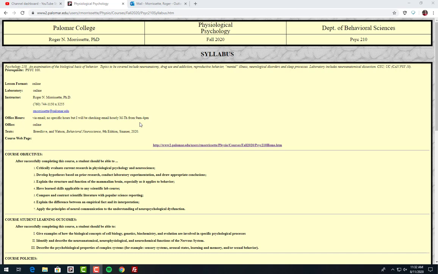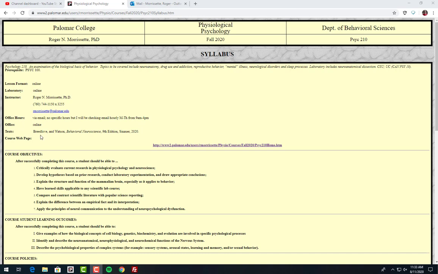You do not have to use your Palomar email to communicate with me, but you do have to check your Palomar email, because that's where I will give the announcements. If we have to make changes in the course or if there's new information, sometimes there's extra credit that becomes available, I can send it out to you. I'll send it out in the Canvas announcements and in your Palomar email account.